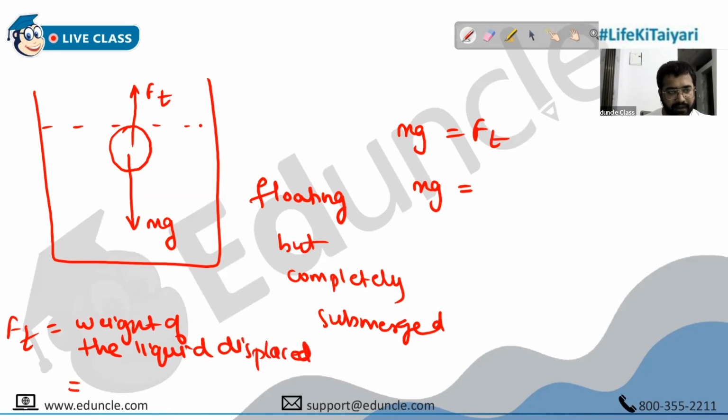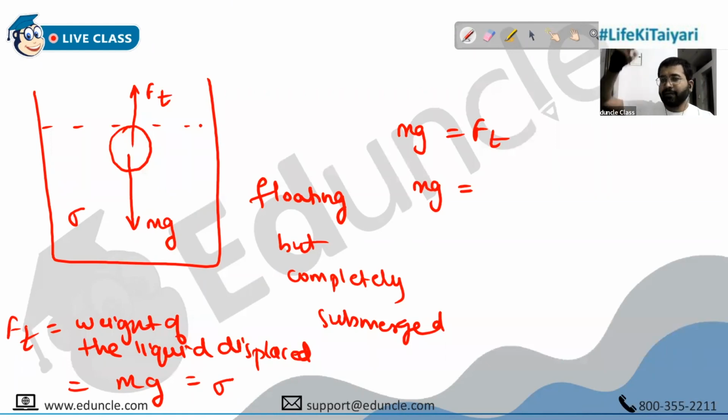Okay. So weight is basically mass into gravity. Mass is density into volume, into gravity. But what is the density of the liquid? Usually we use the notation sigma for liquid. Okay, sigma. And what is the volume of the liquid that will be displaced? It will be equal to the solid.